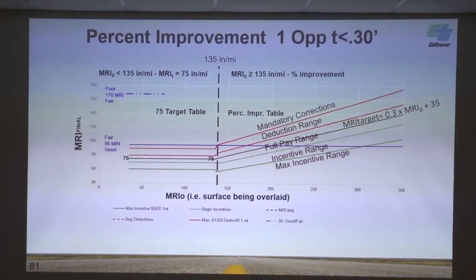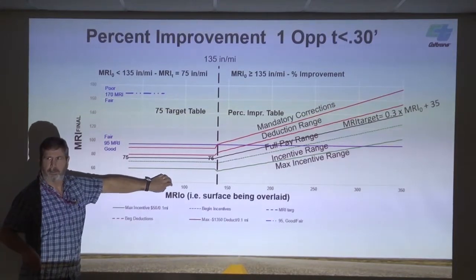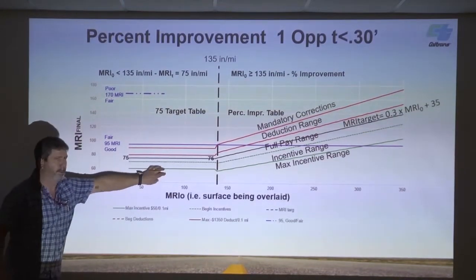There's our 75 target, and these two red lines are our deduction range. If we go over that top red line, that's our mandatory correction level. If we pave smoother than a 75, we get the incentive, but we've got to be between these two green lines to get any kind of incentive, and it just maxes out the incentive. So that job that we looked at, that plot of circles that we saw, was roughly in this area. If we plotted those on that last project, we would have been about here.